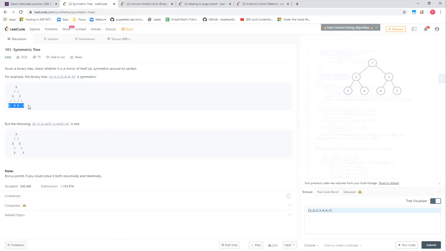So let me think. So 1 plus 2 plus 4. You have this geometric progression, right? Because the first level is just 1 element, the second is 2. If you continue doing that, you have 2 to the power n minus 1 elements. Yeah, you can say that. Right. So it will be n log n time complexity. That's correct.